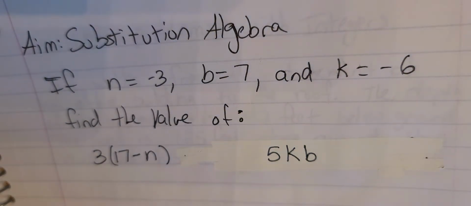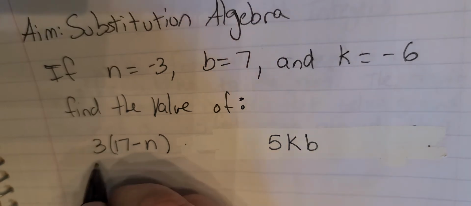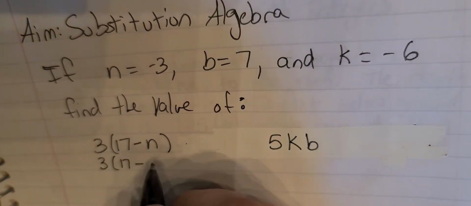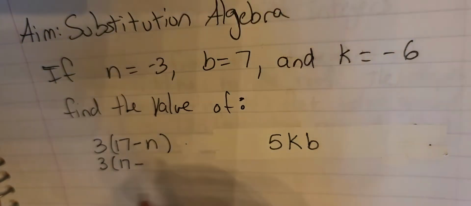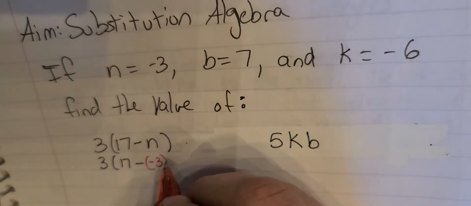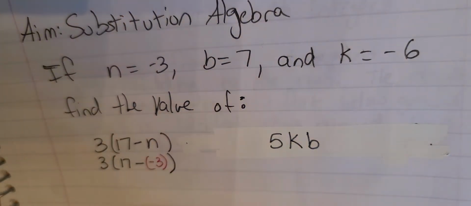So first things first, I'm going to substitute in. We'll start on this side. This gets me 3 times 17 minus. Now I'm going to substitute what n was. In this case, n was -3. So I'm going to put that in parentheses here, and then I'm going to put the other parentheses here. Now, you can change these to brackets. You don't have to. This is still mathematically completely correct.